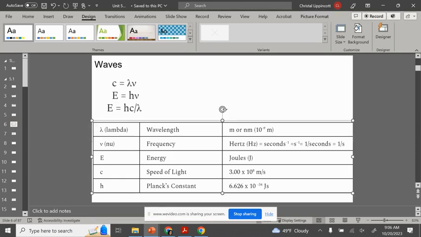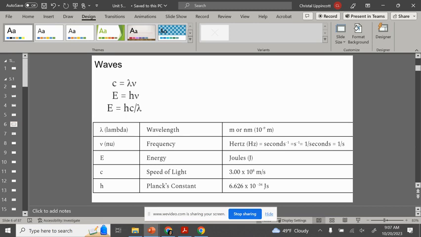This is a Greek symbol lambda. When you write lambda, you just write a line, and then it looks like kind of an upside down Y. That stands for wavelength, and that needs to be in meters. If it's not in meters, you need to change it to meters. And I'm going to show you how to do that today.